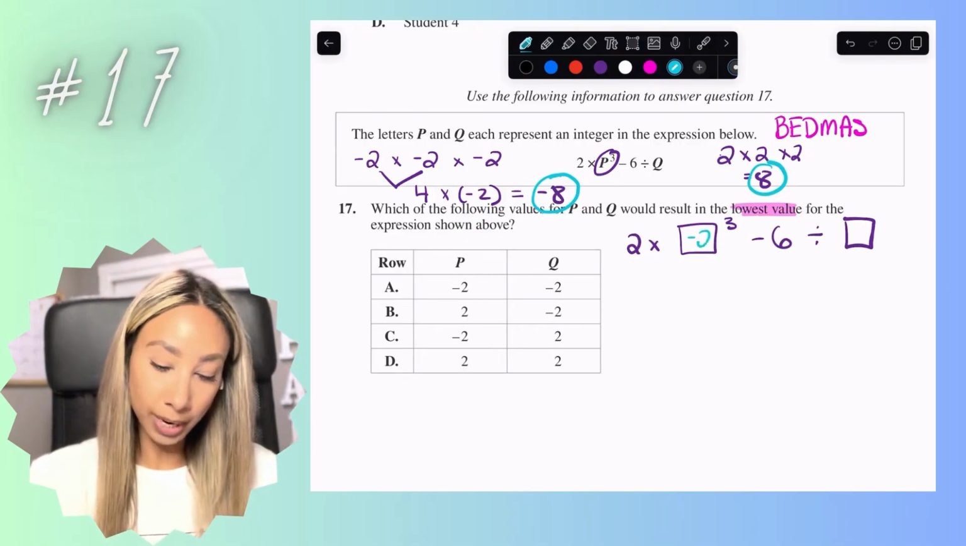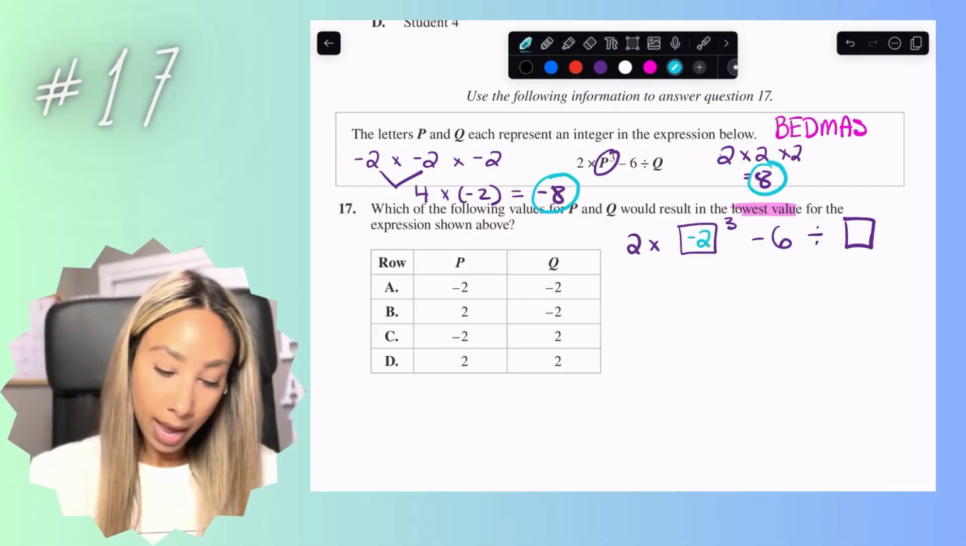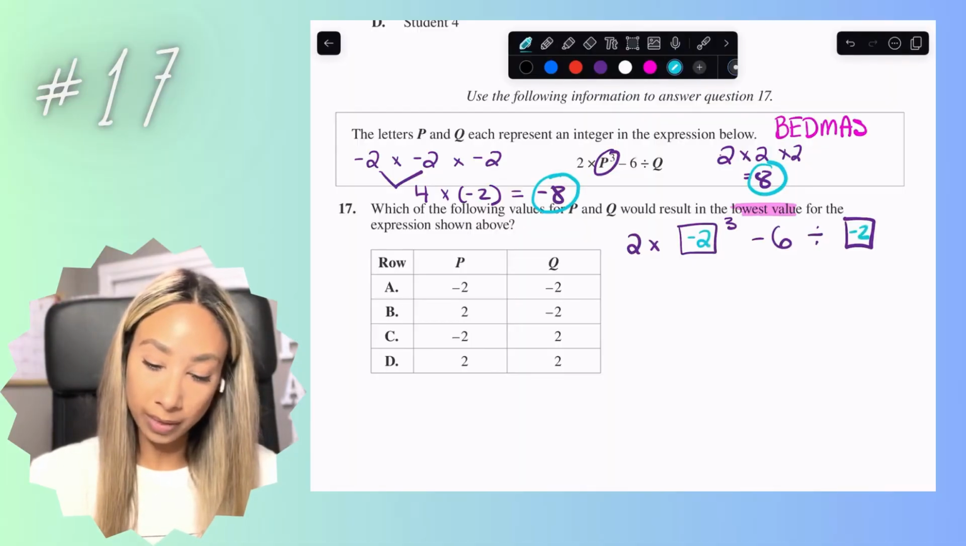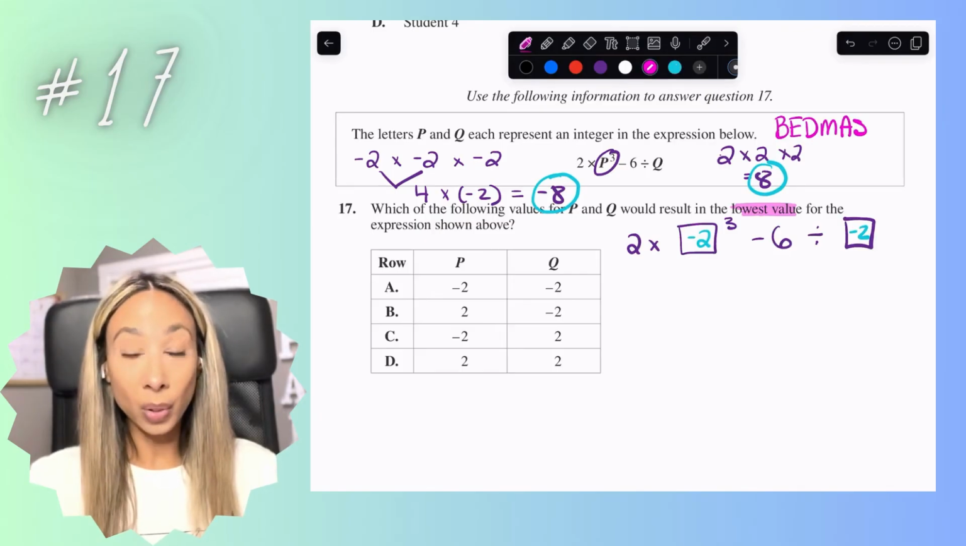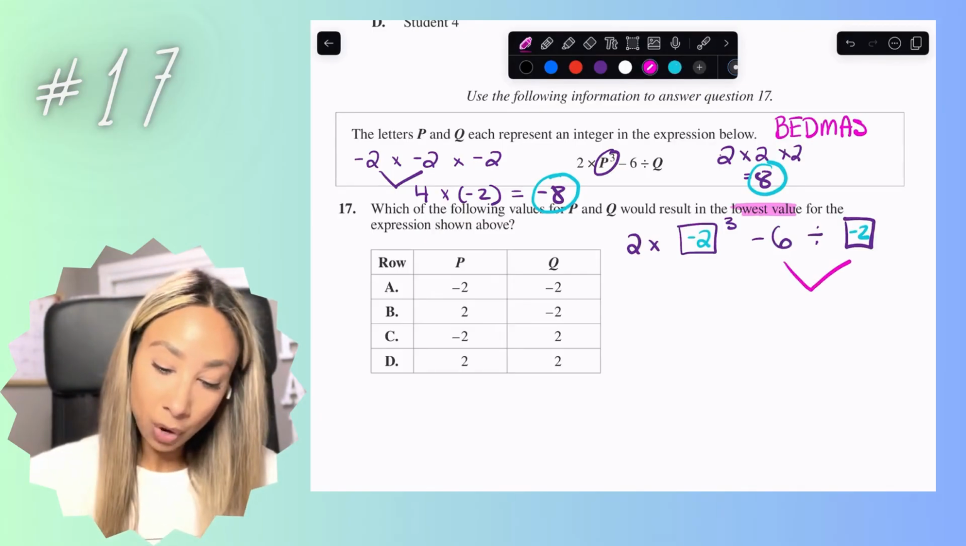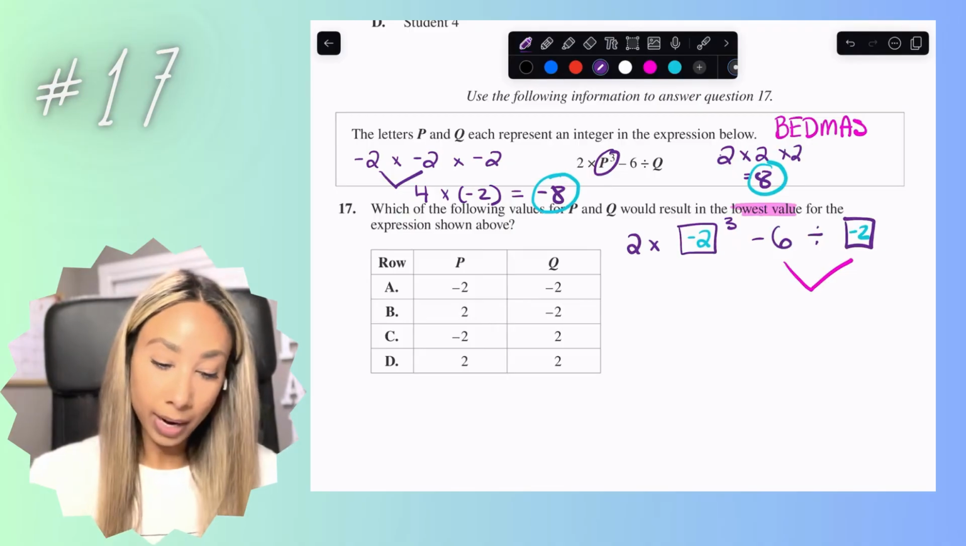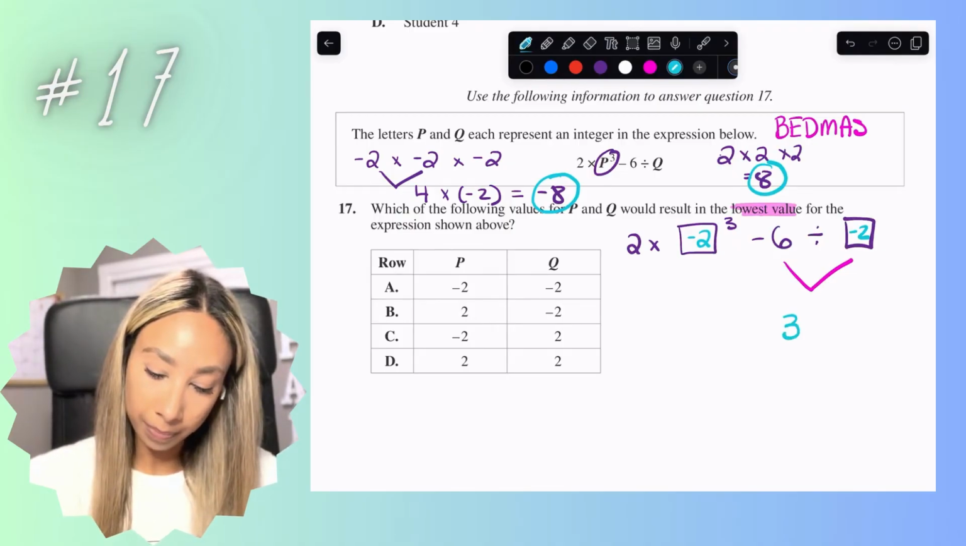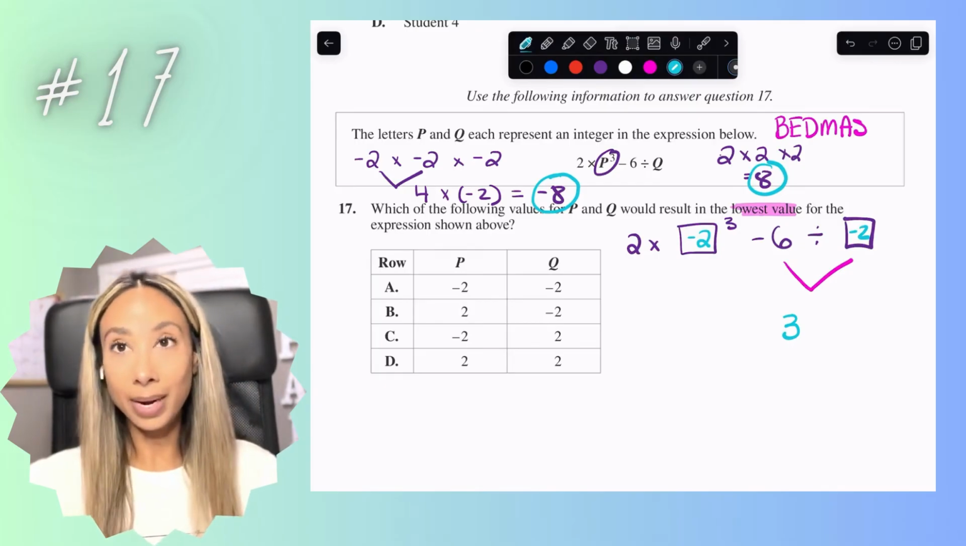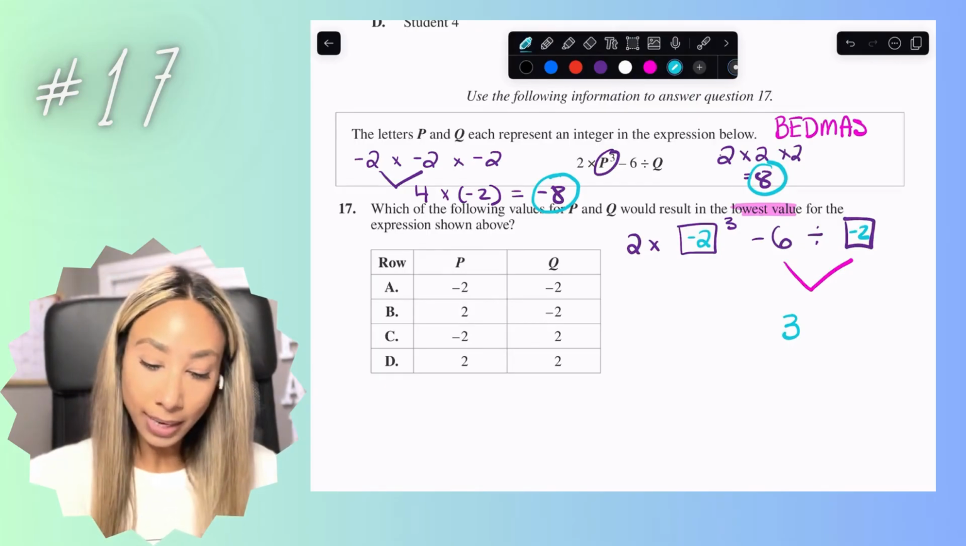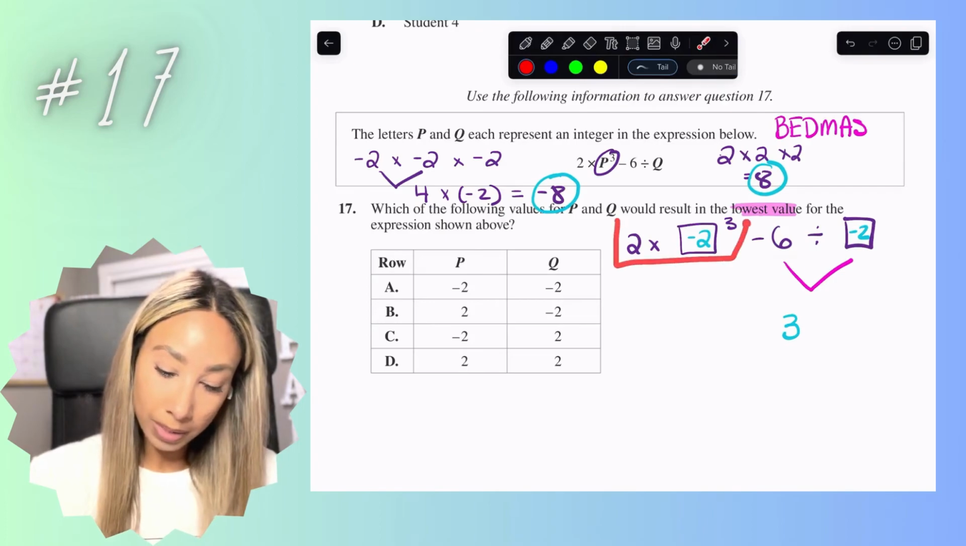So for option A, we're saying it's negative 2, and we're saying for Q, it's also negative 2. Now, like I said, we have to follow our BEDMAS rules, okay? So negative 6 divided by negative 2, that's going to give me positive 3, right? Negative divided by negative is a positive. And then I can look at the rest of my stuff here.